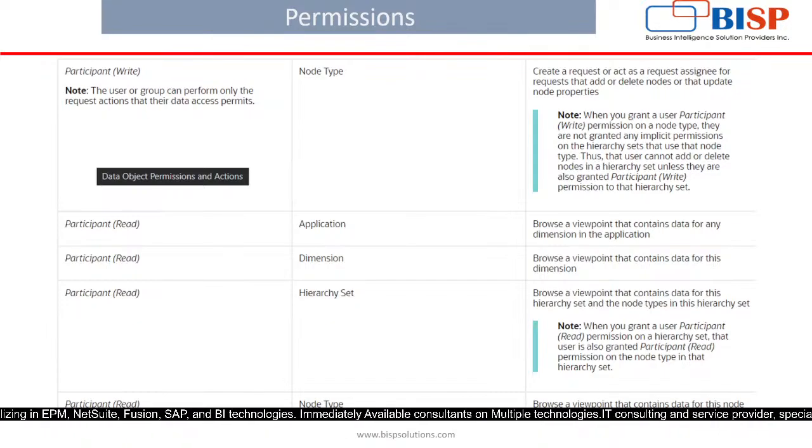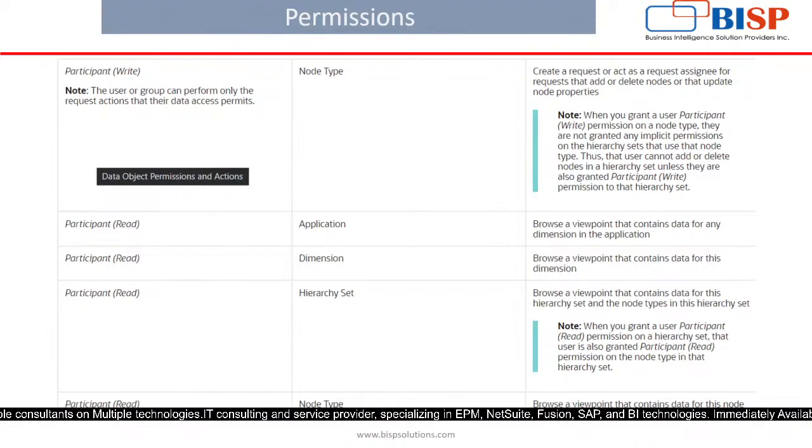So yeah, then we have the participant who can have the read right in the application. He can browse a viewpoint that contains data for any dimension in the application. Then we have the participant for the dimension, who can browse a viewpoint that contains data for this dimension. Then we have the hierarchy set for the participant who can read.